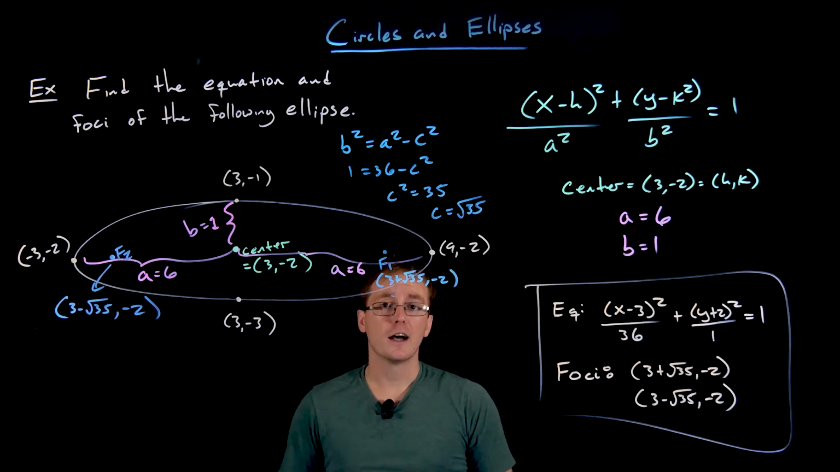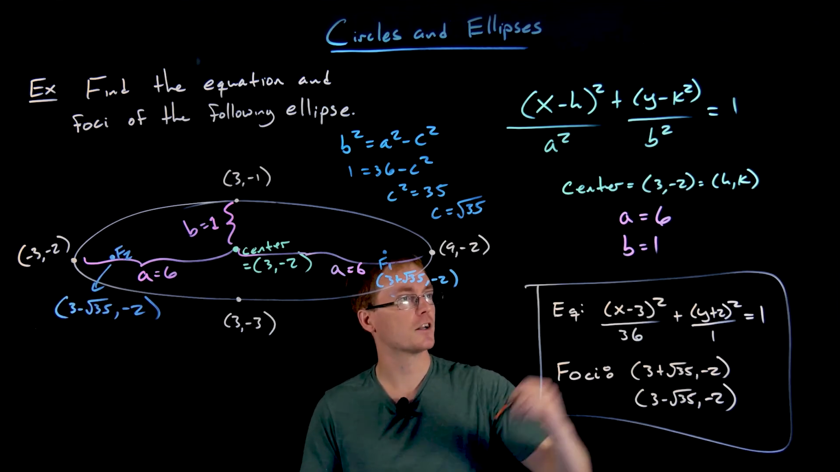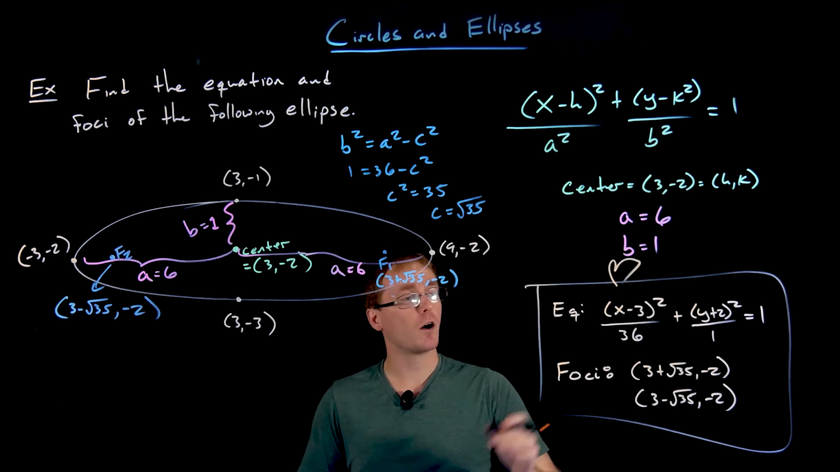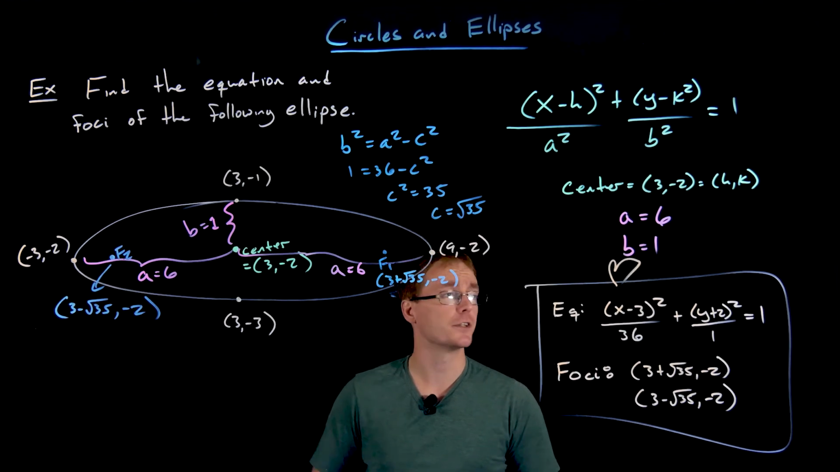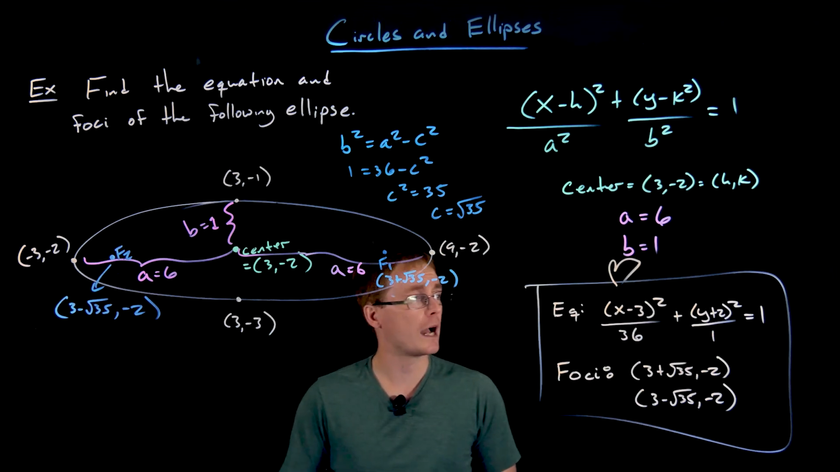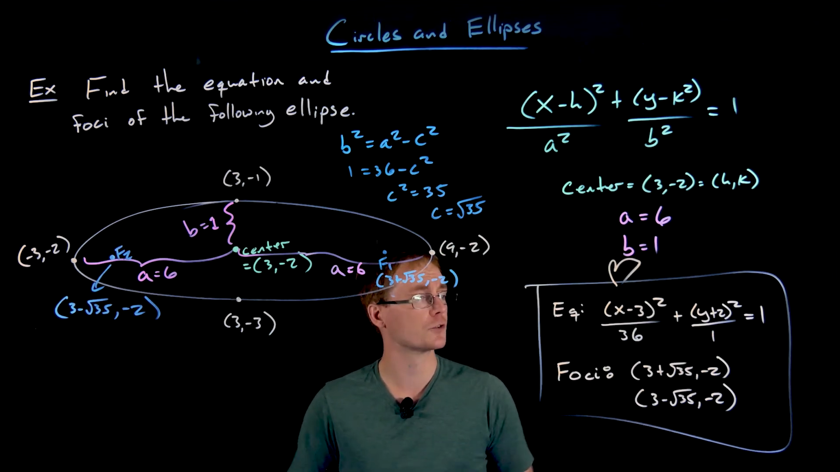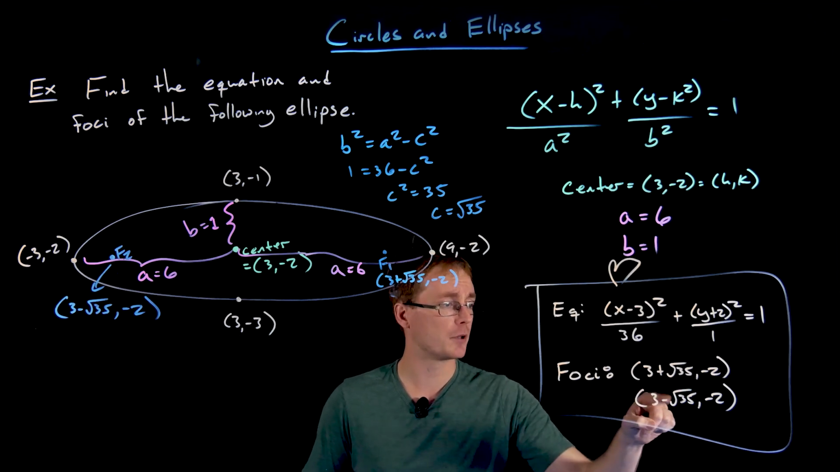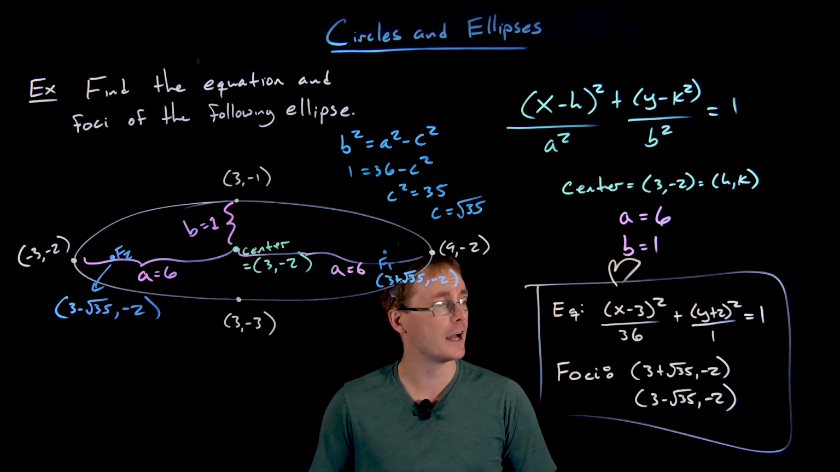And so just to summarize and put our answers in a nice little box, maybe put a little bow on it, our equation for our ellipse is the quantity (x minus 3) squared over 36 plus the quantity (y plus 2) squared over 1 equals 1. And our foci are the 2 points where x is 3 plus or minus the square root of 35 and y is -2.